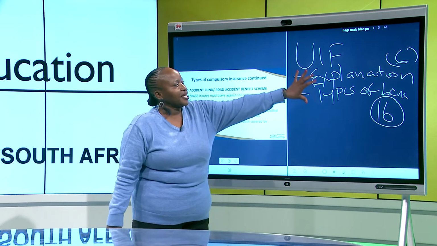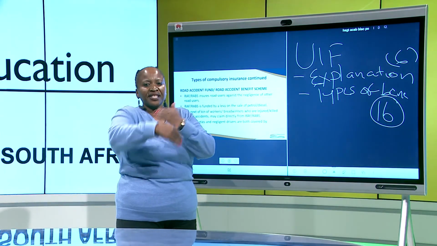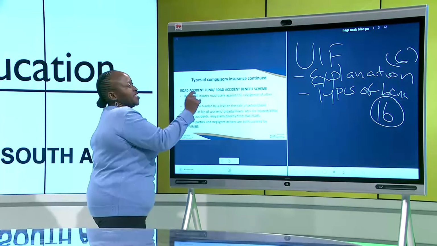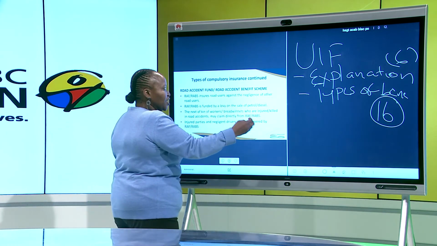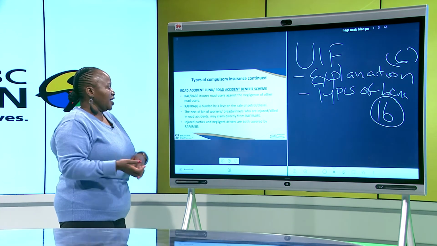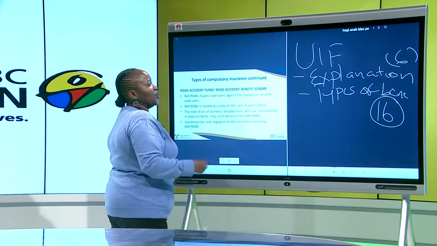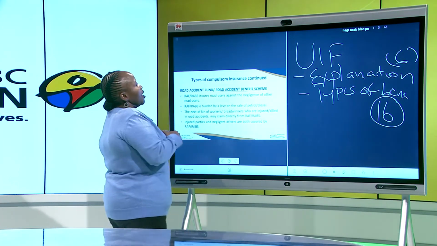So you are advised that you need to understand this one correctly before you go into the next type of compulsory insurance, which is now the Road Accident Fund. Or recently it is called the Amended Road Accident Benefit Scheme. So if you write this, it's okay. But if you Google it, you will see that now it's the recent one with recent information. It's the Road Accident Benefit Scheme.